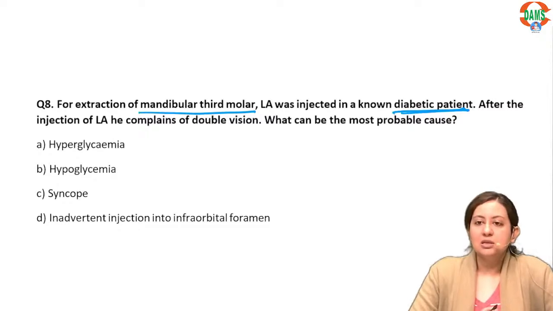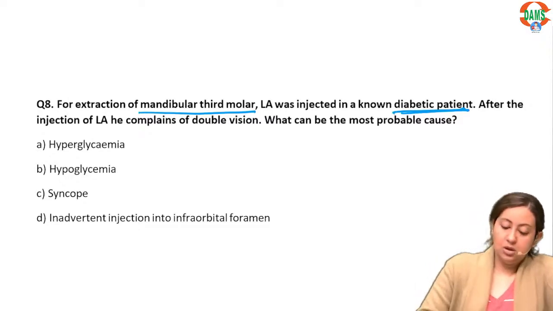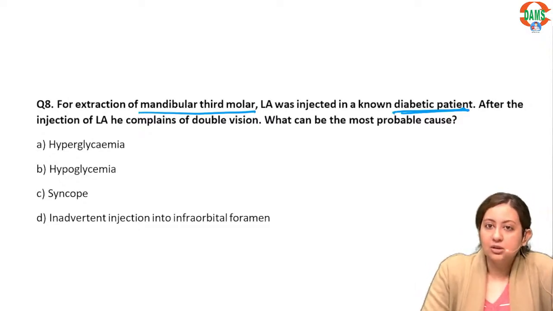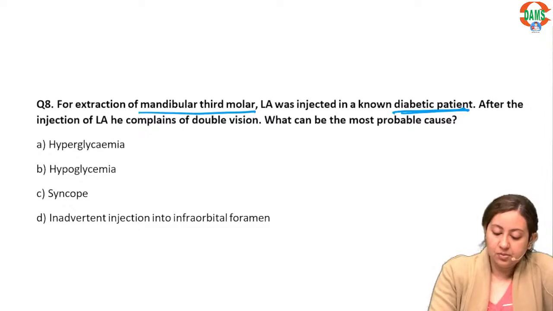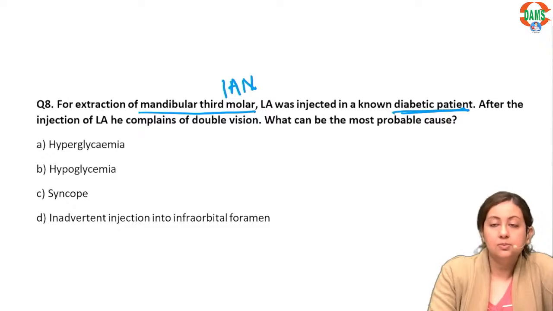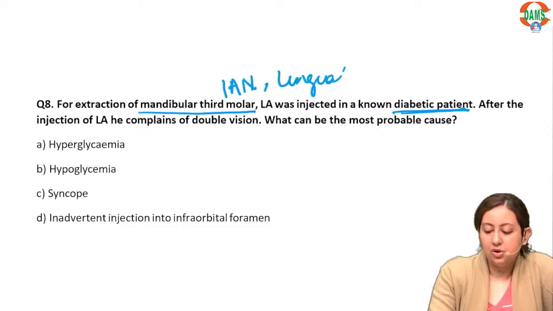Okay, so this is again a question where mistakes have been done, and so I now want you all to please try and understand what I'm trying to tell you. For extraction of mandibular third molar, what are the nerve blocks you're going to give? You're going to give inferior alveolar nerve block, you're going to give lingual, and you're going to give long buccal.